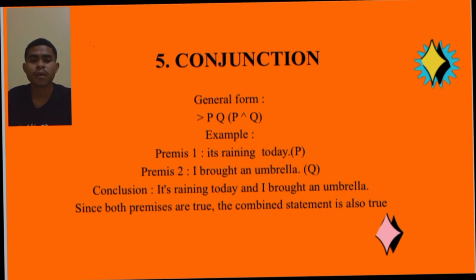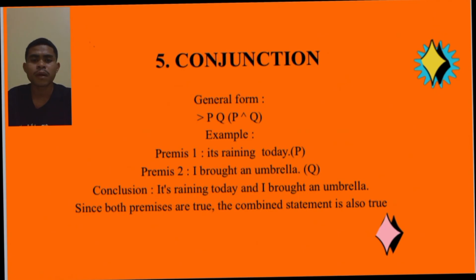Slide 4. When is a conjunction true? A conjunction like P and Q is only true when both P and Q are true. If either P is false or Q is false or both are false, then the conjunction will be false. So for the conjunction P and Q to be true, both parts need to be true.